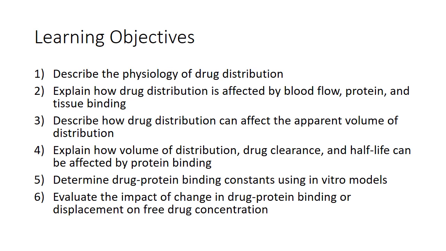Explain how volume of distribution, drug clearance, and half-life can be affected by protein binding, and that's particularly plasma protein binding. Determine drug protein binding constants using in vitro models. So a little bit of calculations there. Evaluate the impact of change in drug protein binding or displacement on free drug concentration. Again, some really practical stuff that you might be able to use in clinical practice in some cases.